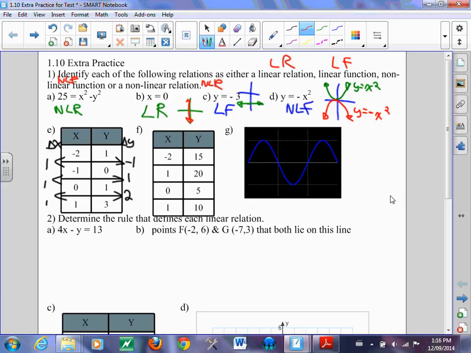function. Well, take a look at this for a second, ladies and gentlemen. Does the pattern follow anything? No, so it can't be linear. So this is an example of a non-linear function.